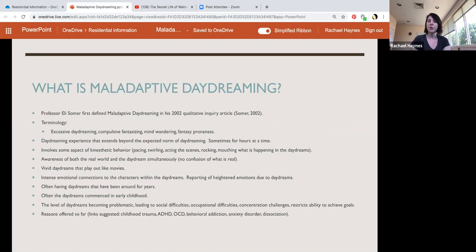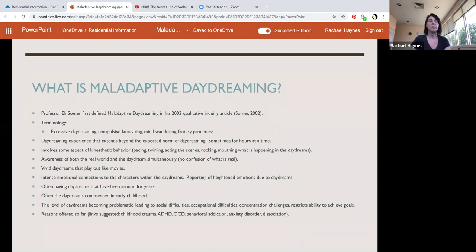Now, in the terminology around daydreaming, in daydreaming research, there's a bit of a mix of terminology, which can sometimes be problematic. So maladaptive daydreaming is also known as excessive daydreaming, compulsive fantasizing, mind wandering, and fantasy proneness as well, which I guess if you're a person experiencing maladaptive daydreaming might lead you down a different path in terms of the research. So for the benefit of my PhD, I'm going to use the terminology maladaptive daydreaming, just as Eli Somer has defined it.